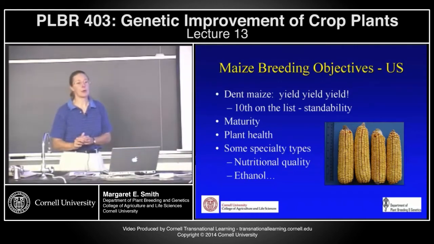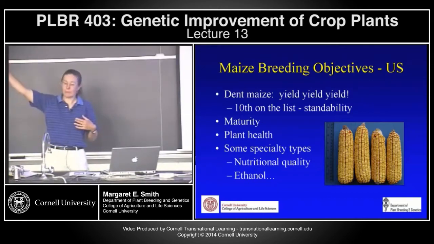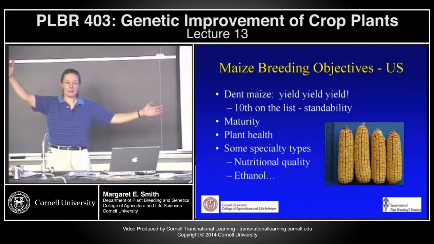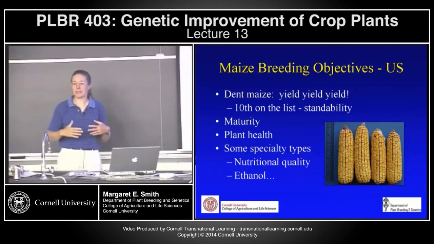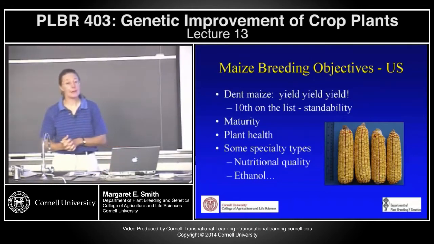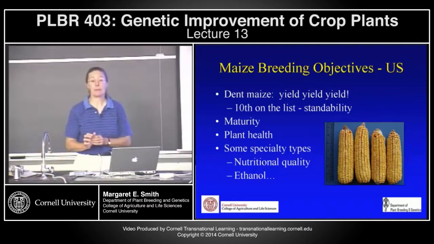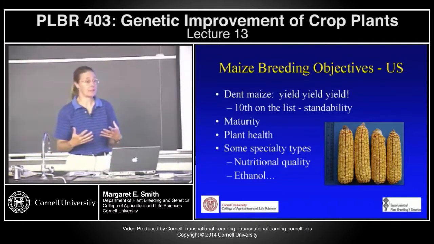Maturity is also important, because you need to have something which fits the growing environment, and obviously with a crop that's grown from Maine to Florida to California, you're going to have differences in growing season length and maturity that you need to fit. Plant health is always important. Pretty much any breeding program on any crop has some component focused on things like disease resistance.